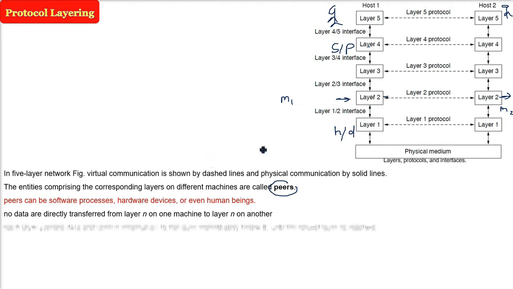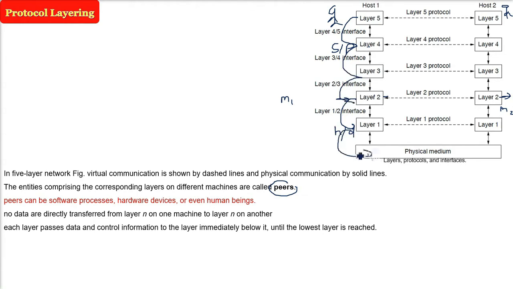Each layer will pass the data and the other information, ancillary or control information, to the layer immediately below it until it reaches the lowest layer and finally to the physical medium. Layer 2 will give it to layer 1. Layer 5, from layer 5 it starts. Layer 4, then it goes to 3, 2, 1. Finally, it will be given for final delivery.